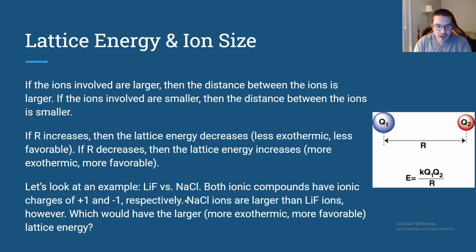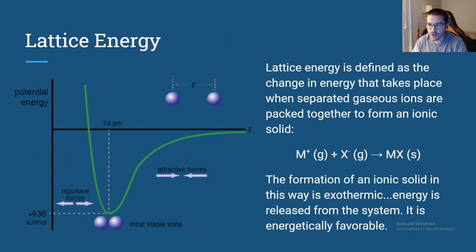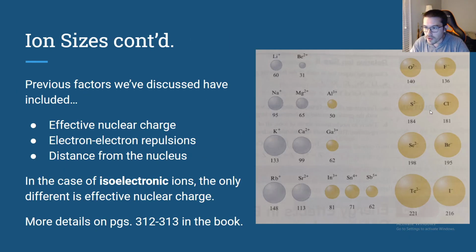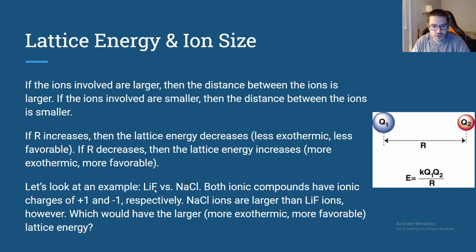However, sodium and chlorine are in the third row on the periodic table, whereas lithium and fluorine are in the second row. You can actually go back and look at the sizes here. Here's sodium and chlorine. Here's lithium and fluorine. Sodium is bigger than lithium. Chlorine is bigger than fluorine. So those are the two situations: small ions versus big ions. Which would have the larger, more exothermic, more favorable lattice energy, the smaller ions or the larger ions?